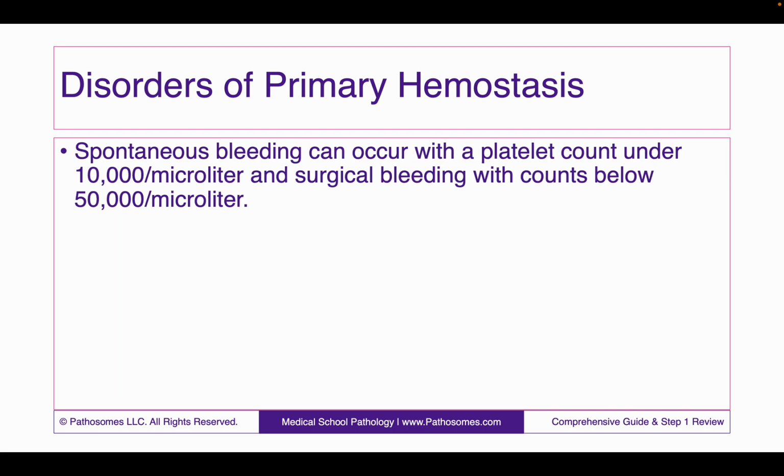Spontaneous bleeding can occur with a platelet count under 10,000 per microliter, and surgical bleeding with counts below 50,000 per microliter, right? So abnormally low platelet counts can be the precipice for getting a platelet transfusion, right? 1 unit of platelets, 2, 3, etc.